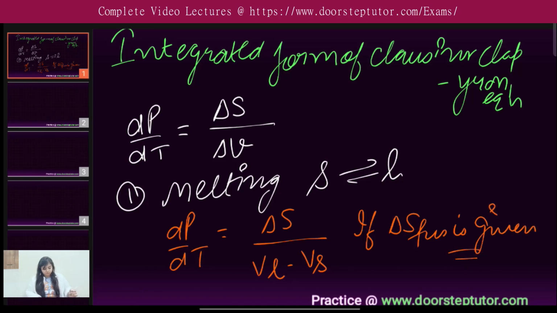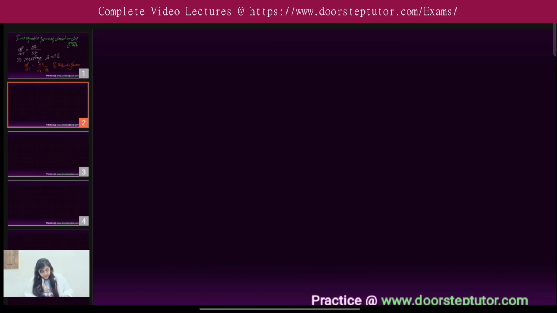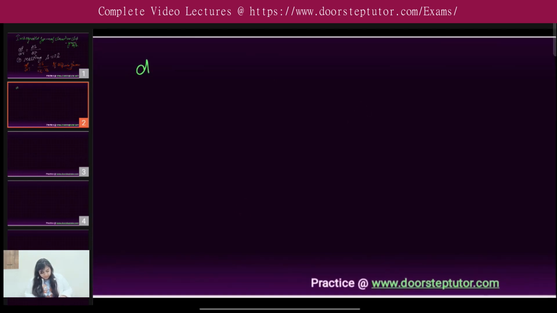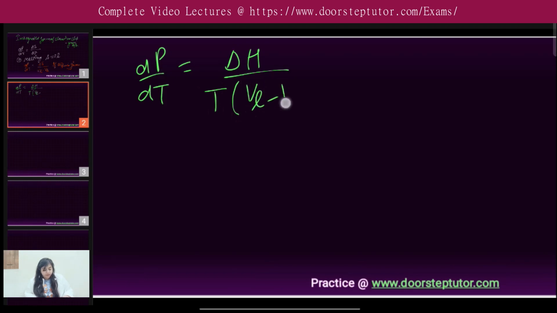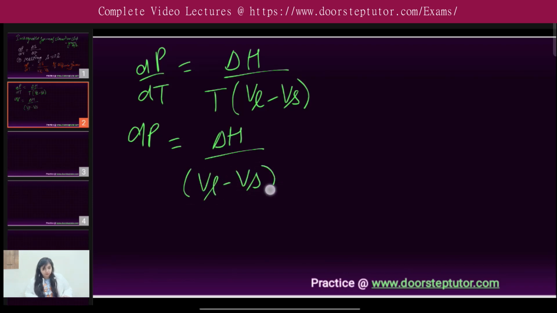Okay, so next, dP by dT can also be written as delta H upon T into delta V, where delta V is the volume of liquid minus the volume of the solid. So this is the one. So for this we can write dP as delta H upon the volume change, volume of liquid minus the volume of the solid, into the temperature in the denominator, into dT.